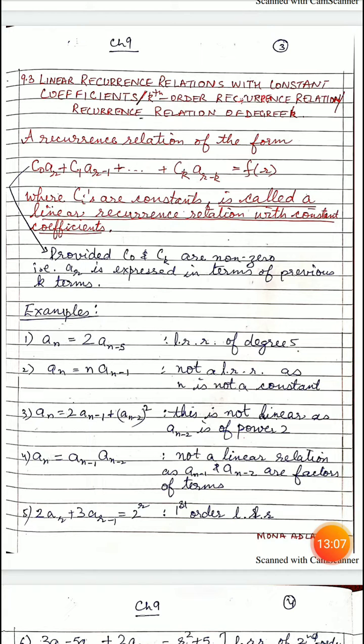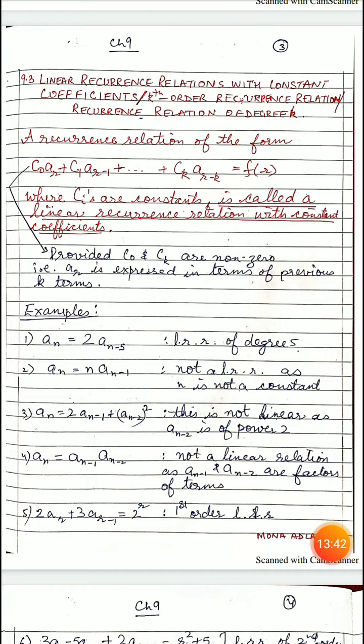Now let's see the third example. Again, this equation is not a linear recurrence relation. Why? Because it is not linear. It is a recurrence relation, but it is not linear, because the term an minus 2 is to the power of 2. All the terms an or an minus 1 have to be to the power of 1. That's why the third example is not a linear recurrence relation.